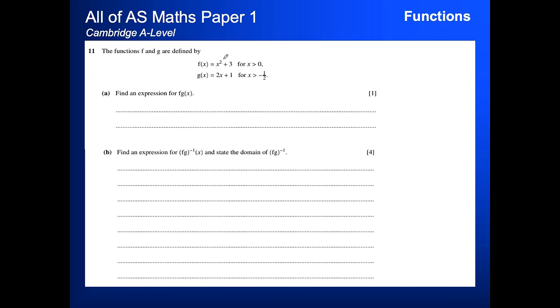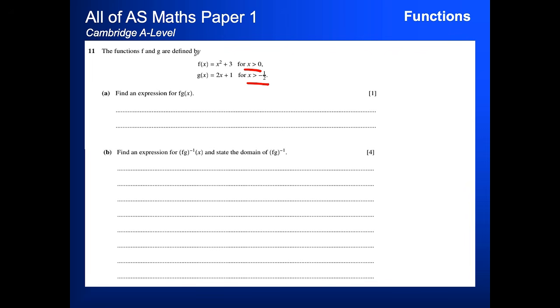So the functions f and g are defined by the following. So f of x is equal to x squared plus 3, x is greater than 0, and g of x is equal to 2x plus 1, a nice linear function, if x is greater than minus a half. And the first thing we need to do is express f of g of x, so work out what f of g of x is.